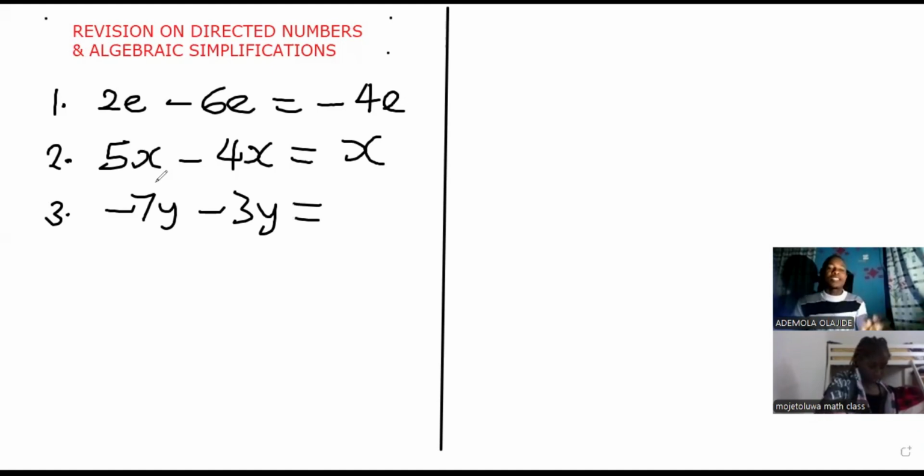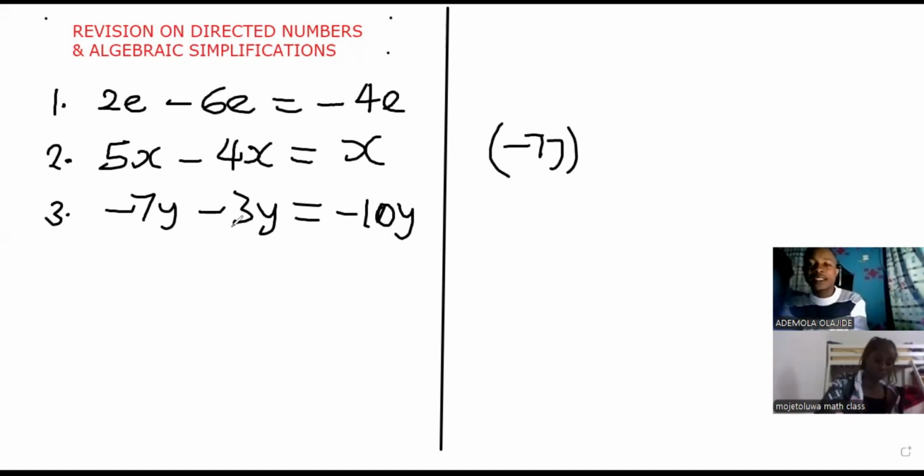Negative 7y, negative 3y. Okay, so this is going to be negative 10y. That's correct. This one, you are holding this. The second one too, you are holding them. So it's like negative 7y plus negative 3y. You add the two debts together, and that will give you negative 10y.